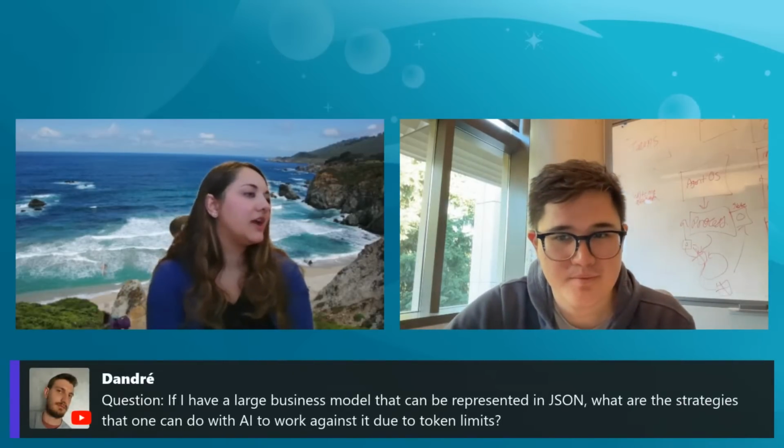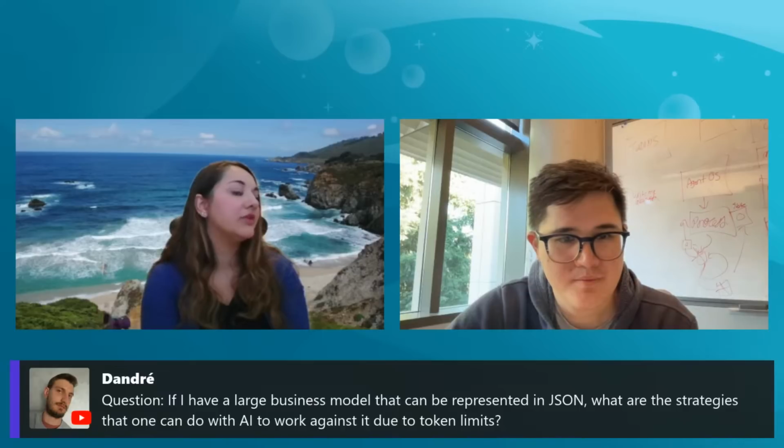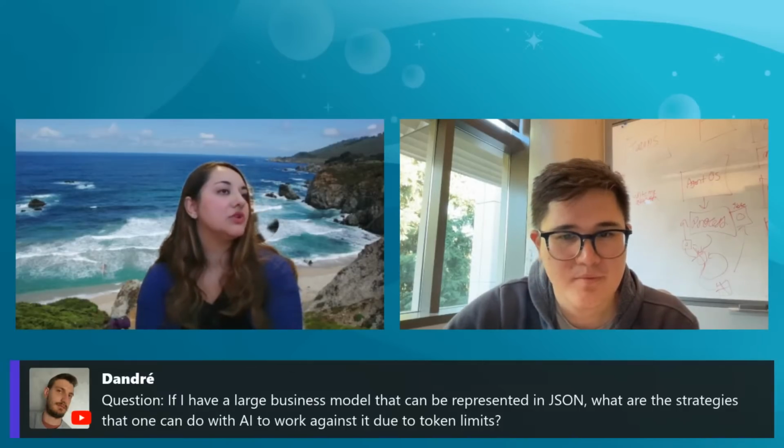Yeah, there's one: if I have a large business model that can be represented in JSON, what are the strategies that one can use in AI to work against token limits?